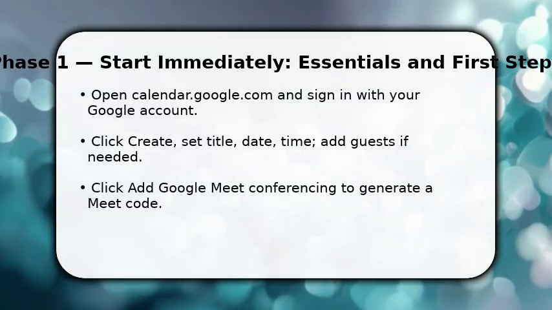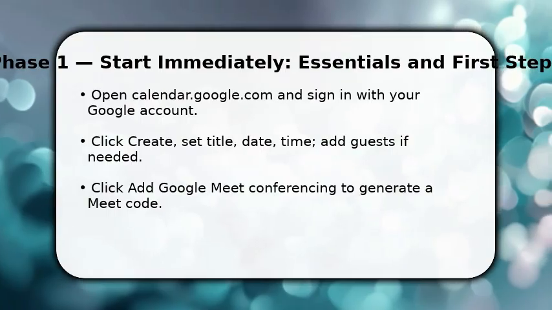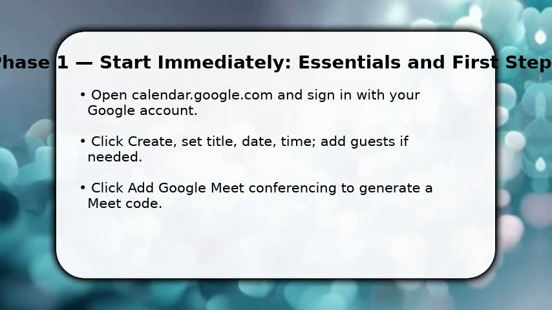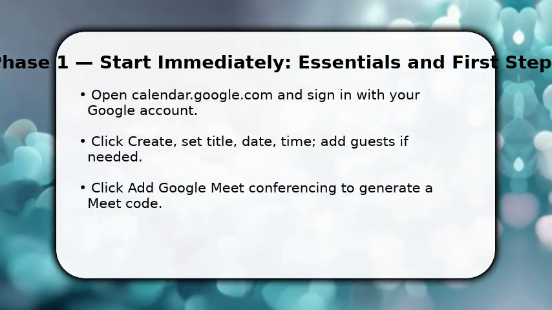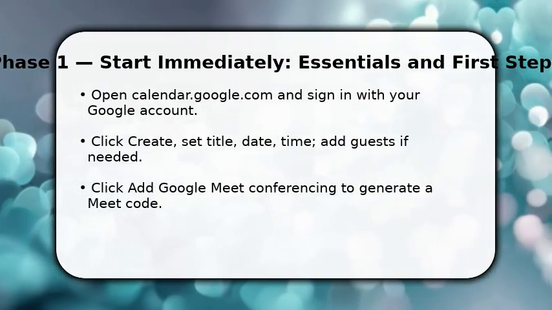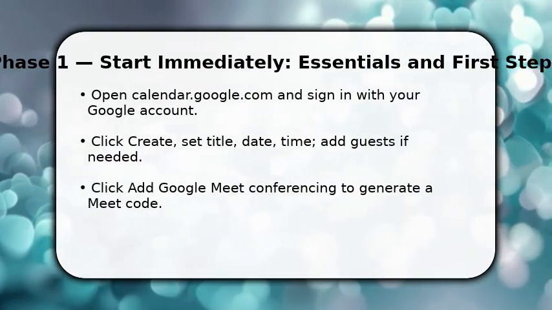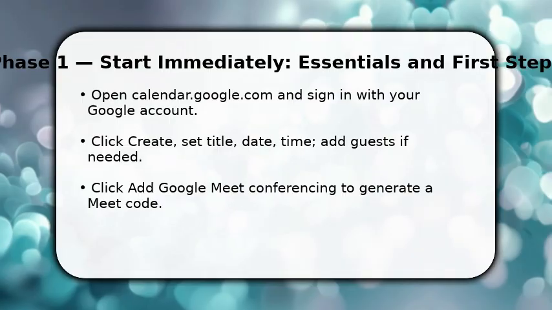You begin by using Google Calendar because it produces the official Meet ID every time. This is the only reliable method for a persistent meeting link. Open Google Calendar and sign in. Click Create, name the event, pick date and time, and add guests now if you want.